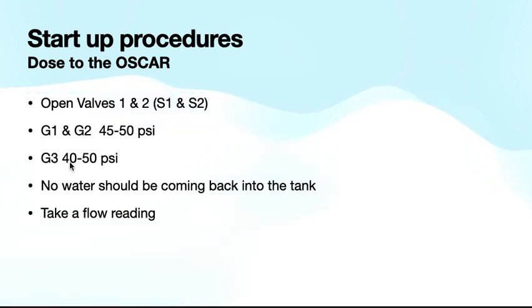But eventually gauge 3 will start collecting pressure, and you'll have a little bigger of a range there, depending on how big the drain field is and how far away it is. That might determine a little bit of variability, but you'll have anywhere between 40 and 50 psi on that third gauge. You should not have any water coming back to the tank, and at that point, once everything pressurizes, we'll take a flow reading, and we'll walk through how to do that. But those pressures and no water coming back into the tank, that's the dose to the Oscar. So again, that's just valves 1 and 2 opened up. These are the expected pressures on those 3 gauges, and no water coming back into the tank. When you have those, at that point, take a flow reading.